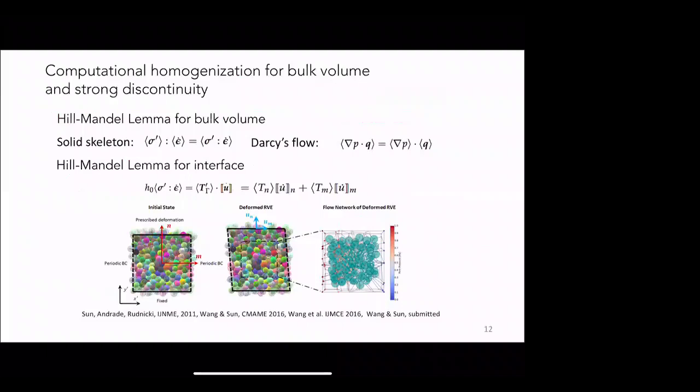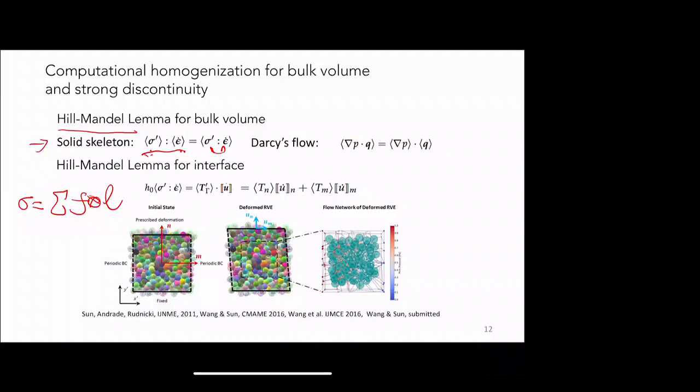Okay, so here are the details on how to compute the stress. In order to compute the stress, what we actually need to do is have a summation of all the force and the branch vector. The issue is that we also need to choose a particular size so that it can fulfill the Hill-Mandel lemma for the bulk material and also for the interface. So for the bulk material, for the solid mechanics problem, you want the scalar product between the effective stress tensor and the strain rate to be equal to the volume average of the whole scalar product.